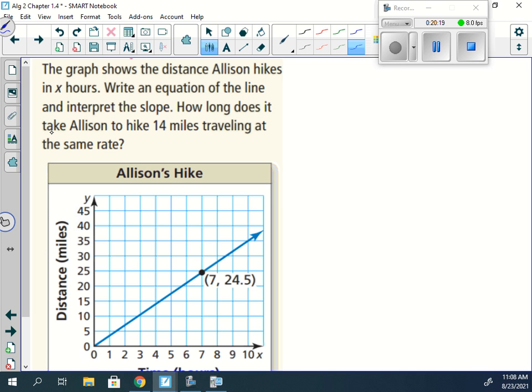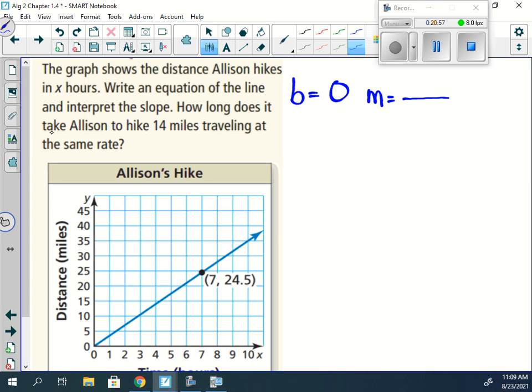This one here, the graph shows the distance Allison hikes in X hours. Write an equation of the line and interpret the slope. How long does it take Allison to hike 14 miles traveling at the same rate? So, are we given the y-intercept, the value b? 0. Because whenever x is 0, that's where the y-intercept is at. So it is at 0, 0. So the value b here is 0.